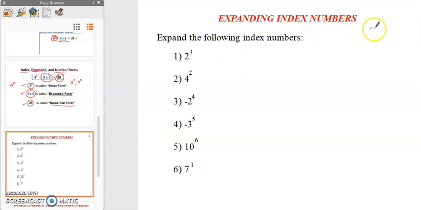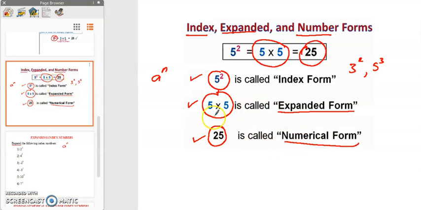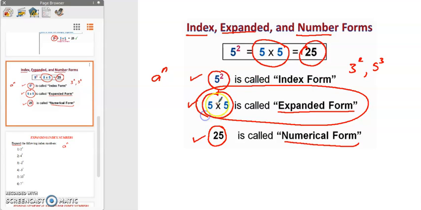Alright, expanding index numbers. So as I said, all these numbers are in this form. For number 1 you have 2 cubed, or 2 to the third power. Number 2 we have 4 squared, 3 negative 2 to the fourth power, 4 negative 3 to the fifth power, 5 10 to the sixth power, and 6 7 to the first power. So all these are in index form because we have a base and an exponent. So once you see the word expand, you know that this is what we're going to do. This form, we're just going to expand it using the multiplication sign.